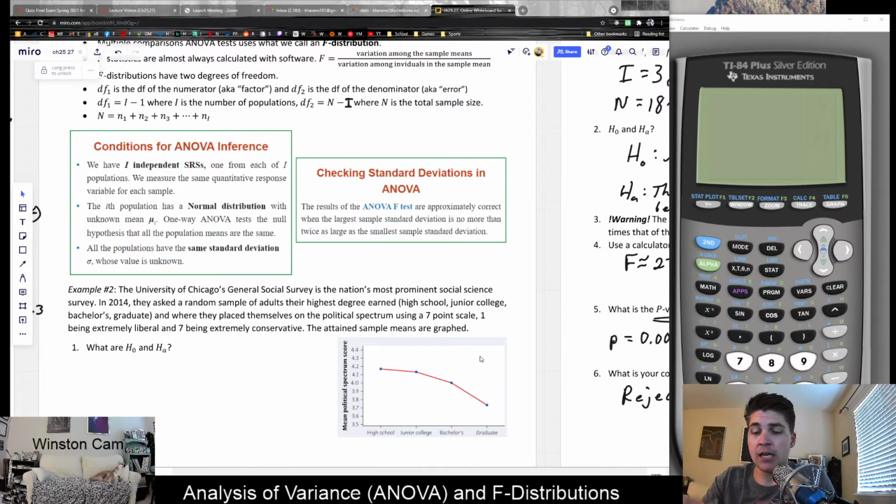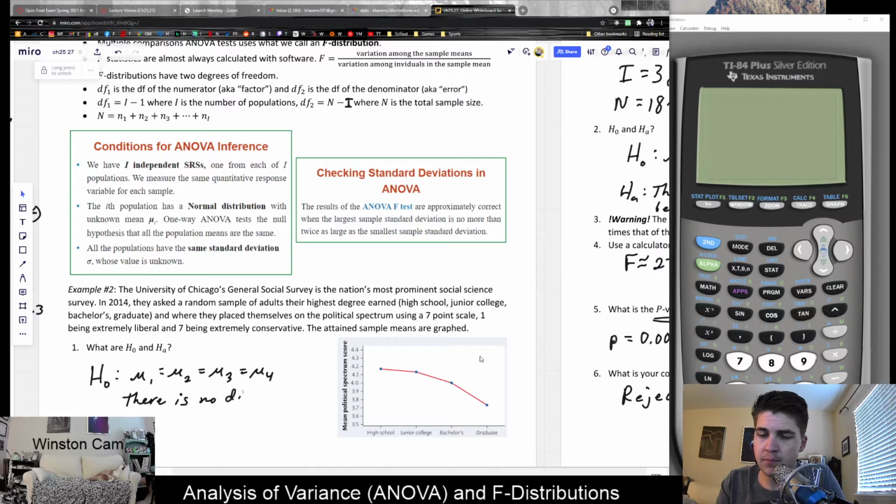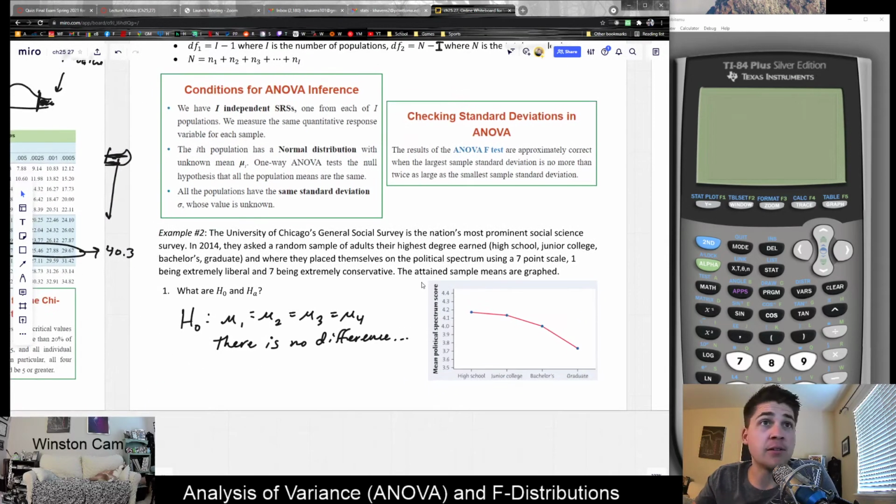And so our null hypothesis would be regarding the actual value for all high schoolers in Chicago or whatever. And it would always be that each one of those is equal. So mu1 equals mu2 equals mu3 equals mu4. Or you could just write that in words, saying that there is no difference between the means of the political spectrum scores, aka everybody has the same political affiliation score. It doesn't matter how educated you are.